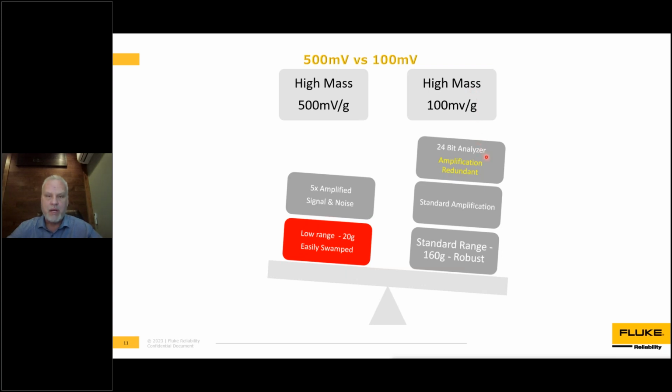With the 24-bit analyzers that we use, definitely the amplification is redundant. We don't really gain any benefits from that. So we use standard amplification, and we get a very robust amplitude range. So again, seeing the previous graph that we just looked at, you know that a lot of our data lives above 20, above 30, and oftentimes above 100 Gs.